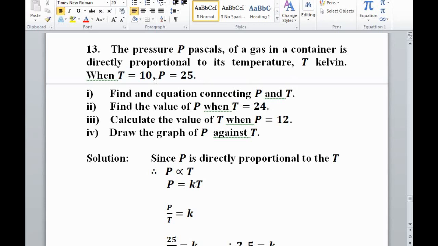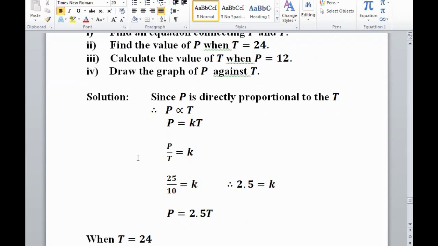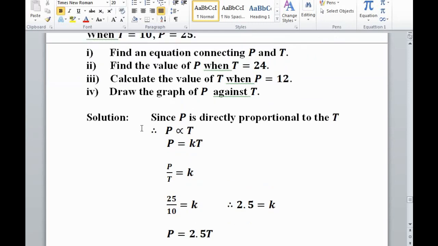Again, we have two different quantities, temperature and pressure. So we'll be finding an equation connecting pressure P and temperature T. The second part of the question is to find the value of pressure P when temperature T equals 24 Kelvin. The third part is to calculate the value of temperature T when pressure P equals 20 pascals. The last part is again to draw a graph of pressure P against temperature T. So same steps which we have done in question number 12.